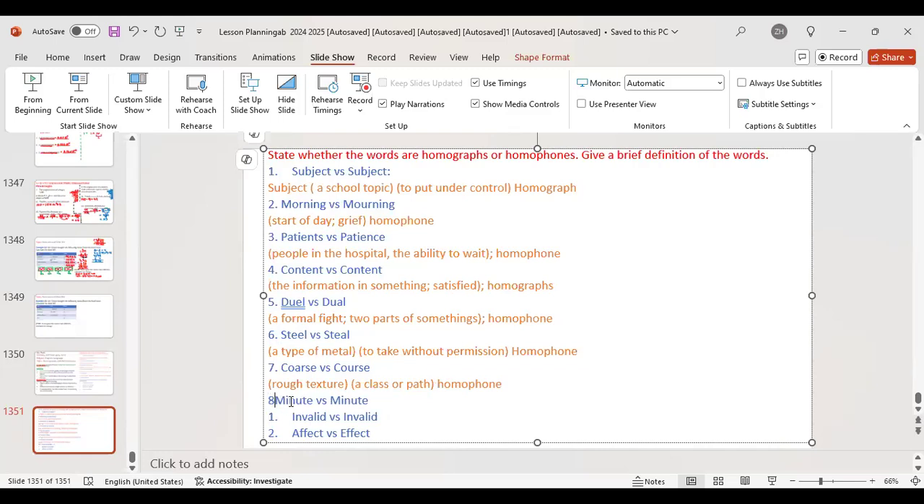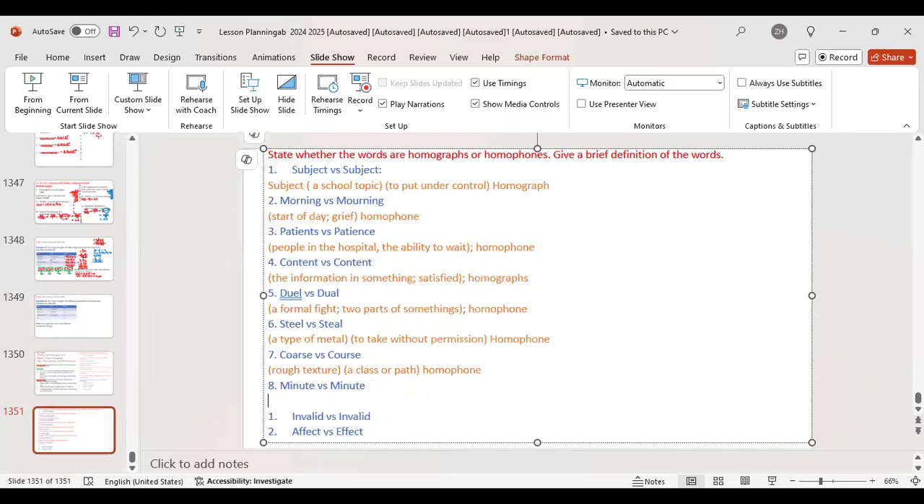Numbers 8, 9, and 10 are the bangers. What is the difference? One means 60 seconds. No, pronounce it. Minute and minute. Very good. One means time and one means? Details or information. Very small.